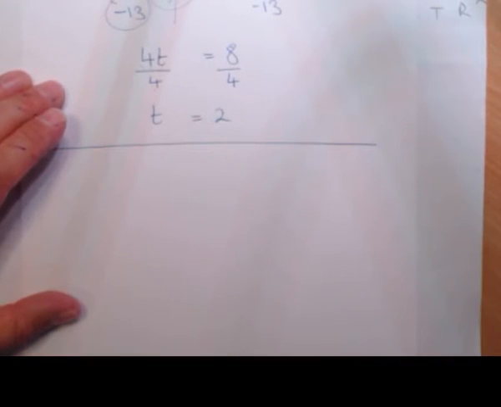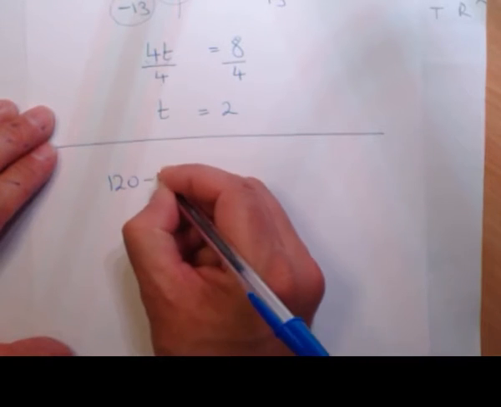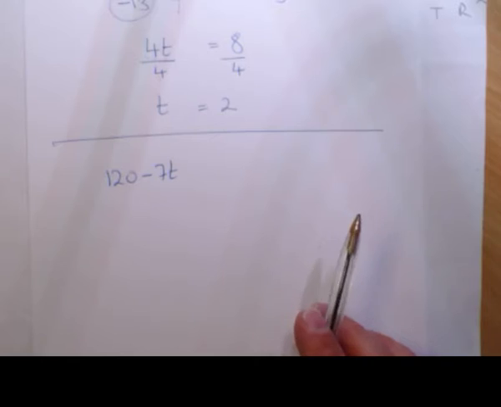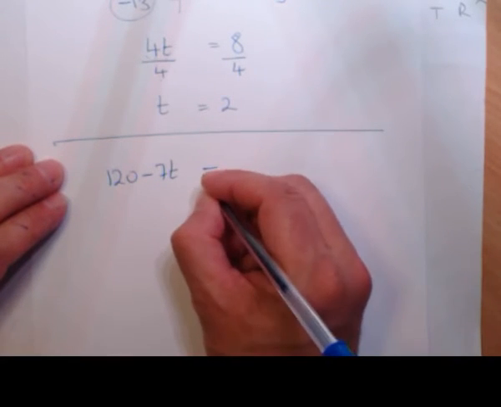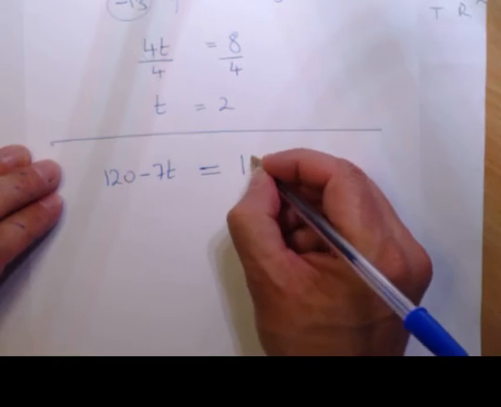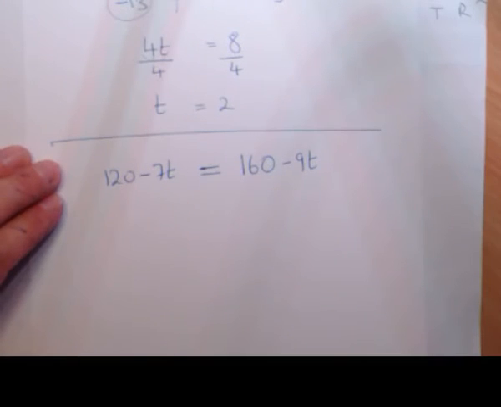Let's try another question. So this question is 120 minus 7t. This is an expression for some quantity which has some meaning. We're just not going to be told what it is in this question. I want it to be in balance with some other expression, 160 minus 9t. What am I going to do?